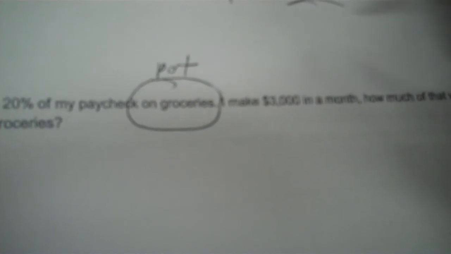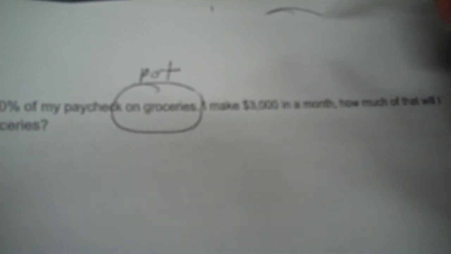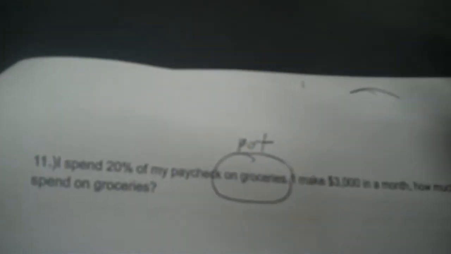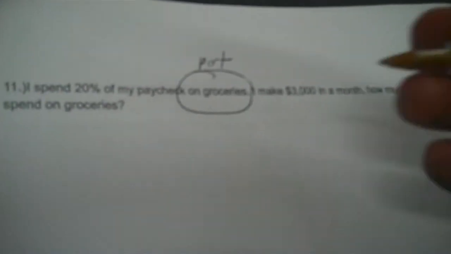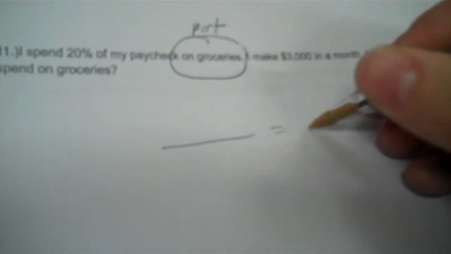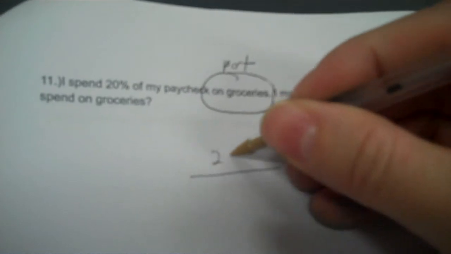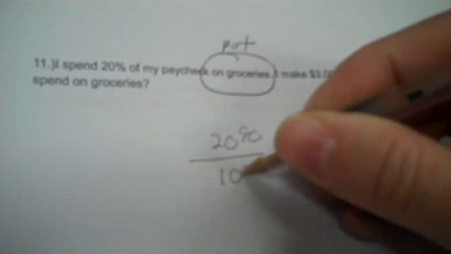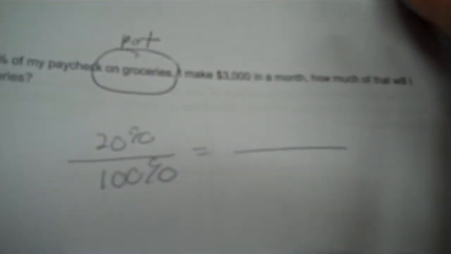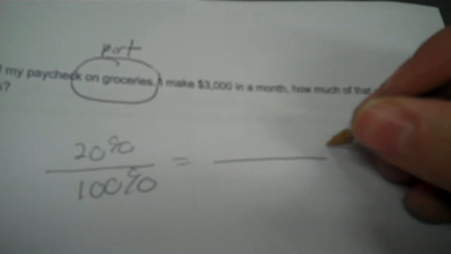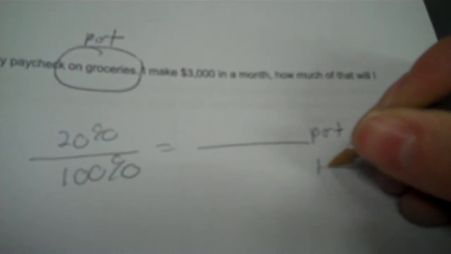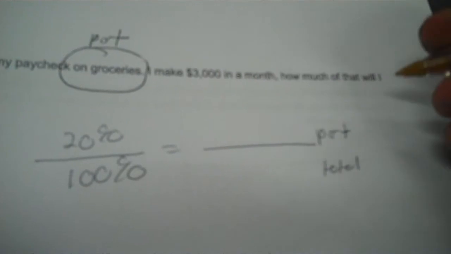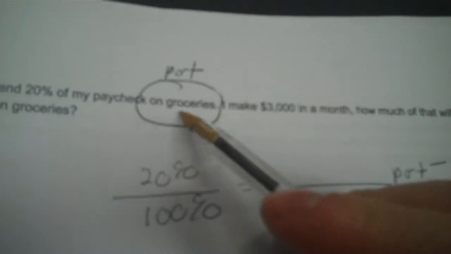Okay, number 11. I spent 20% of my paycheck on groceries. That's the part. I make $3,000 in a month. How much of that will I spend on groceries? Okay, so the part means I use a proportion. I take my 20% and put it over 100%. But instead of is over of, I think in terms of part over total. Now, to know what goes where, you have to define the part by what I've circled. The part is on groceries.